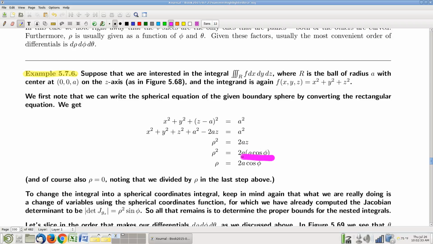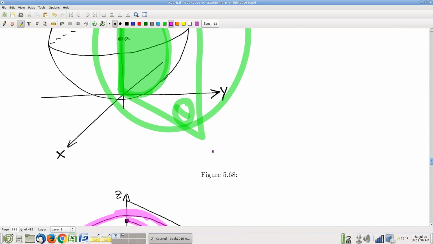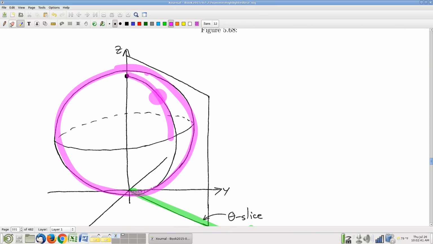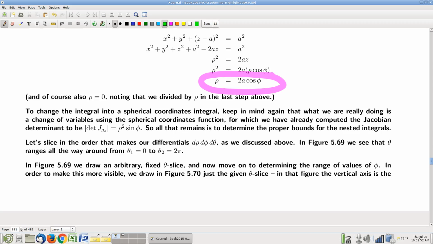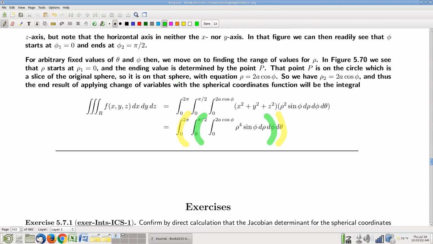Anyway, go through and find the equation, and there it is. That's the equation for this sphere. Now, keep in mind, the reason we're looking at the equation for this sphere is we're looking for a rho bound. So, in the equation for that sphere, we need to solve for rho. Rho equals what? Oh, good deal. We've already solved for rho. There it is, 2a cosine phi. And that's our upper bound here for rho. Rho goes from 0 to 2a cosine phi.